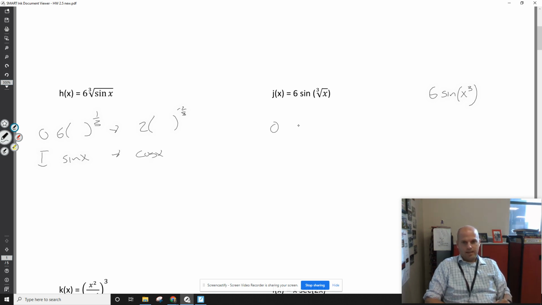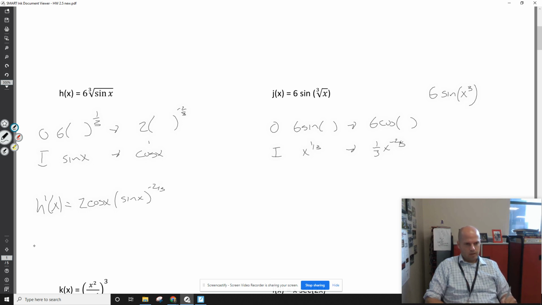Here the outside is the sine. So a trig function can be an outside, and the inside is the 1/3, x to the 1/3. The derivative would be cosine parentheses, and then 1/3 x to the -2/3. So this h prime would be, you could multiply the 2 and the cosine first if you want to. 2 cos x times what starts on the inside stays on the inside. That's the sine x to the -2/3, if you'd like to rewrite that.